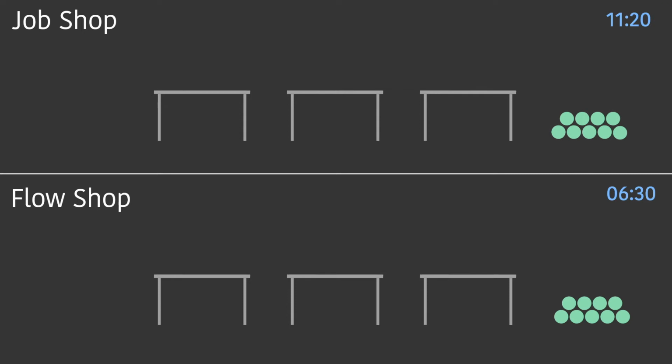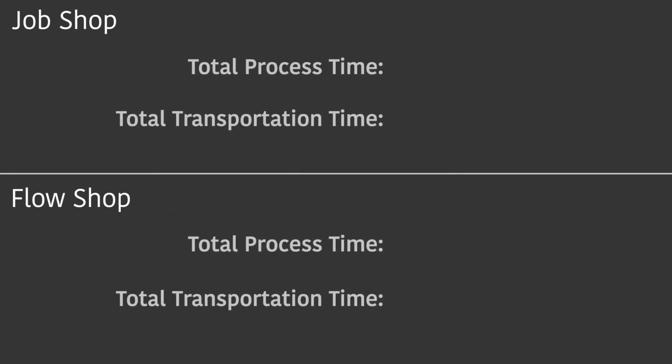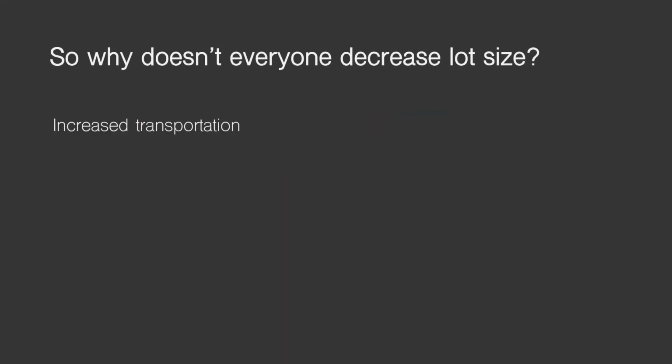Although the flow shop was almost twice as fast, there were also 27 total movements, while there were only 3 in the job shop. This means that the flow shop was moving parts between stations 9 times more often. But once you introduce autonomous mobile robots, such as the RM Move, into your shop, all that non-value add time is automated, so your workers can focus on creating product instead of moving materials.